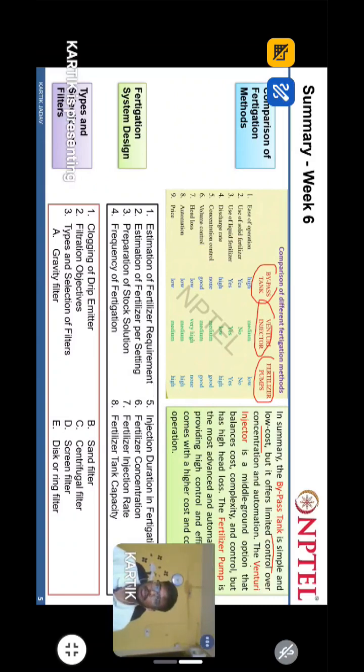While the Venturi injector is a middle-ground option. Okay, so it has a balanced cost, is relatively complex compared to the bypass tank, and has a high head loss. But the major problem in this Venturi injector is the higher head loss. And the fertilizer pump is the most advanced and automated system, and it provides high control and efficiency, but the cost of this kind of system is very high.